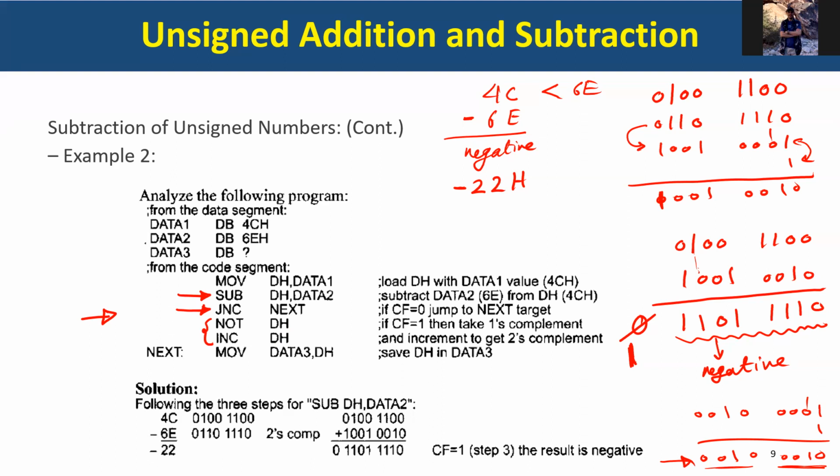So here we are saying, if there is no carry, go directly to here and move the result into data 3, which will take the subtraction. But if the carry is 1, that means it's a negative number. So we need to take the 2's complement first, by incrementing here the destination, which has the final result, DH, and add 1 to it.